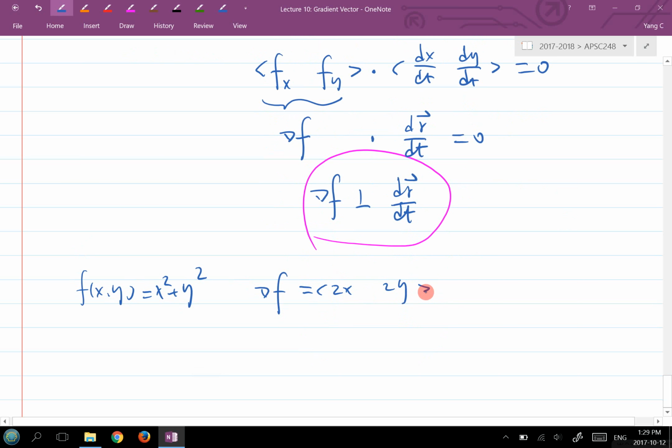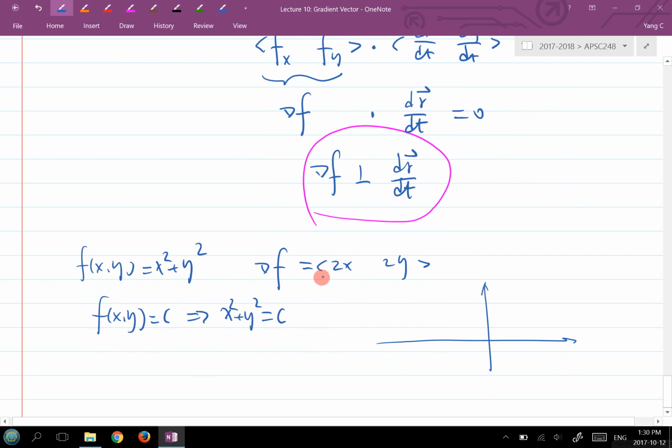For a level curve, f(x, y) = c gives us x² + y² = c. So now if you plot these two things together, this one is the level curve, which is a circle. Different values of c will give you different radii for the circle. Then del f, (2x, 2y), you can literally see that it's pointing outward, all the way out of the origin.